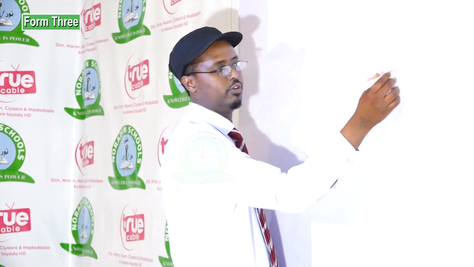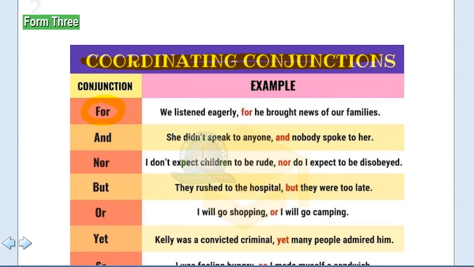Coordinating conjunctions. So these are the examples. Example of "for", all right? Let me use the pen. Coordinating conjunction, "for". We listen eagerly, for he brought news of our families. What is "for" now? It stands like "because". This "for" joins, connects, as I said earlier, two or more equal items.